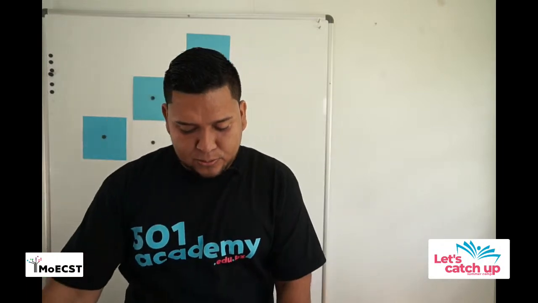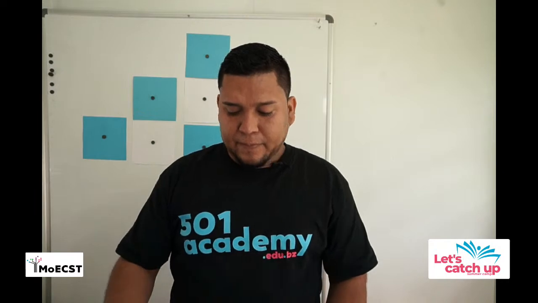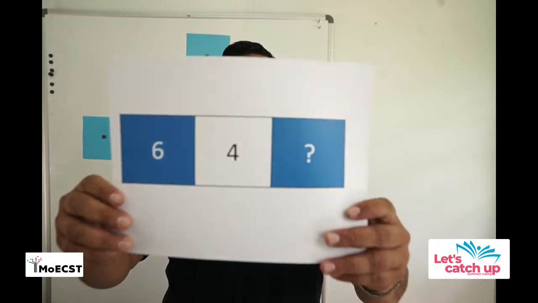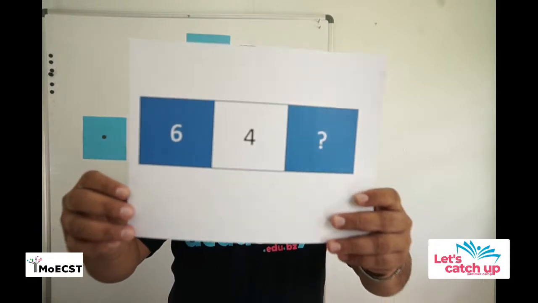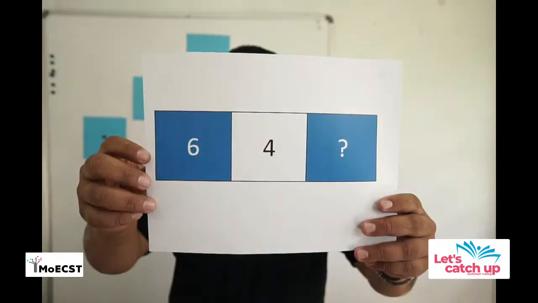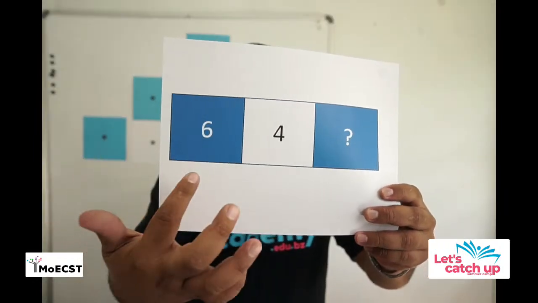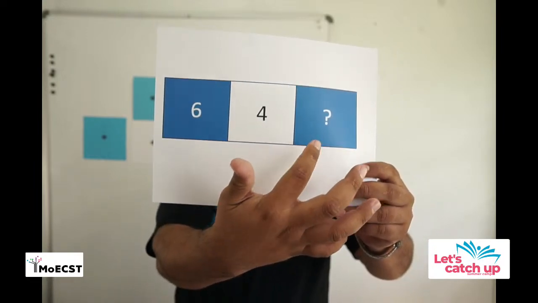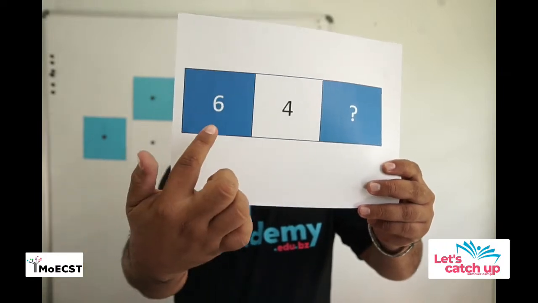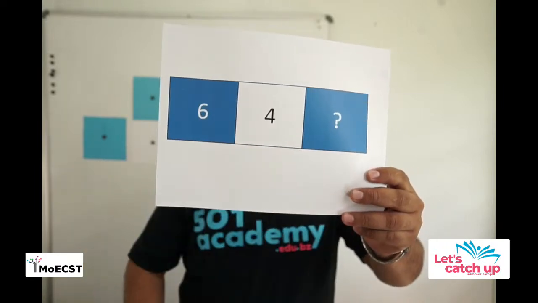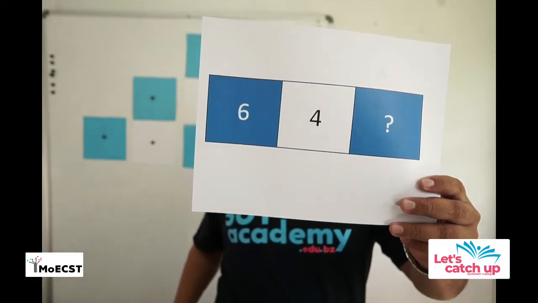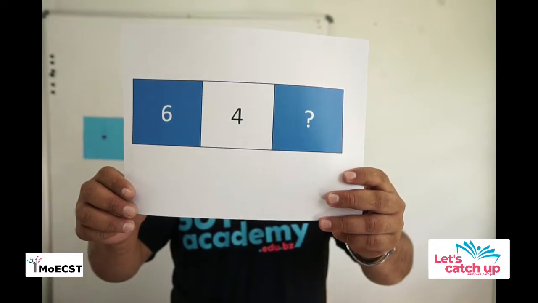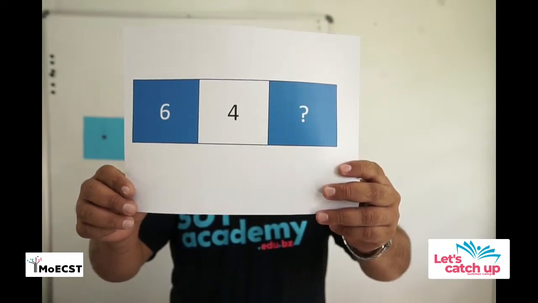Now, my challenge to you is to look at this and try to predict what is the next number in this sequence. It's starting off here at the left with 6, 4, and what would be the next number? Notice the numbers are getting smaller. What should be the next number? Can you raise your hand and tell your teacher what the next number is?